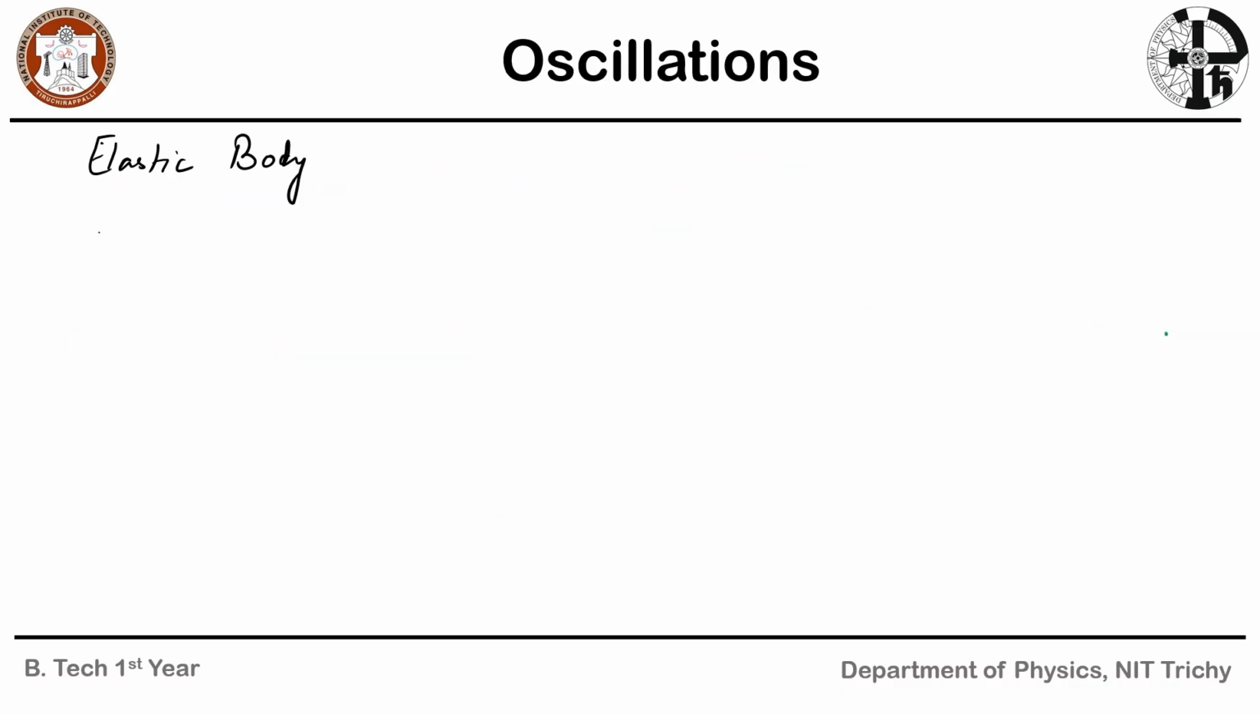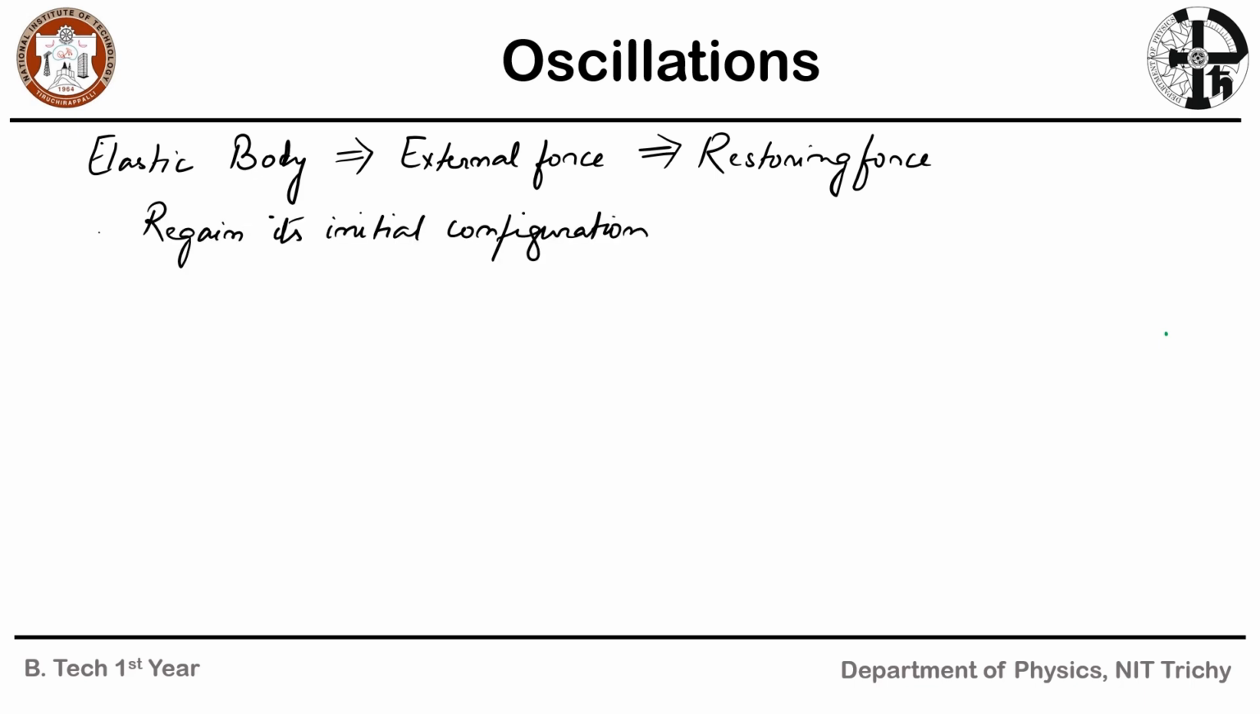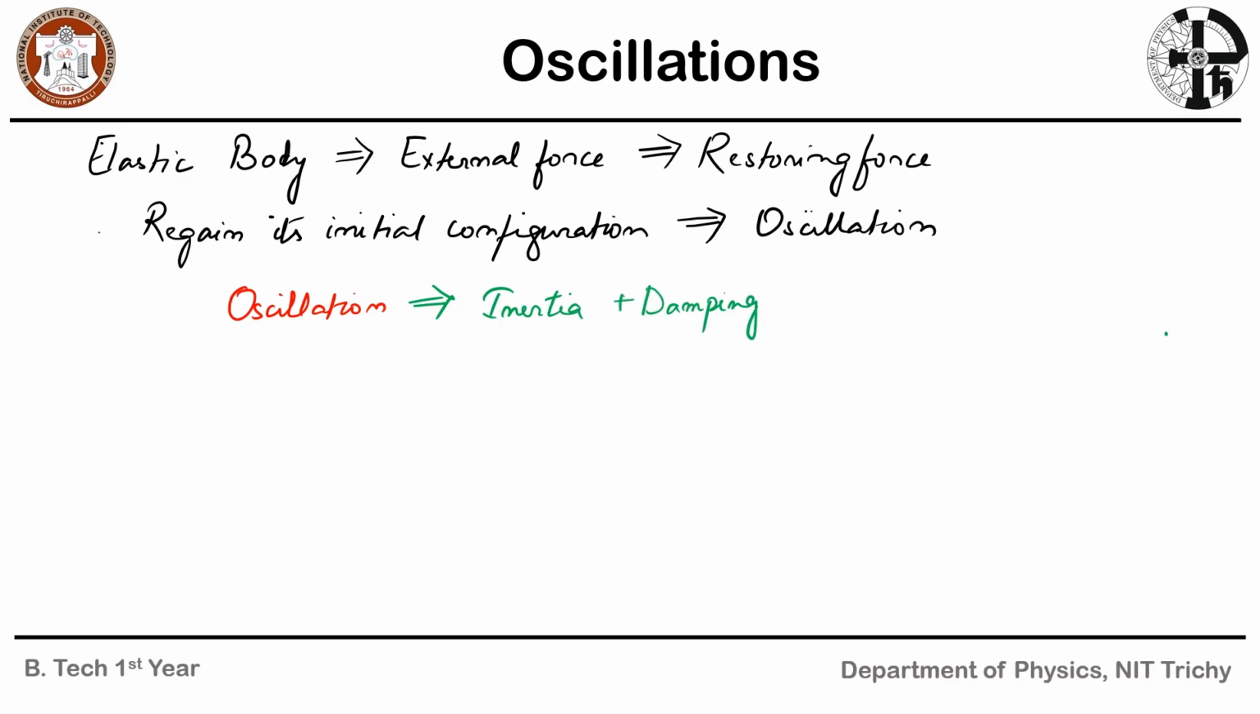Now, if we consider an elastic body and we apply an external force, then a restoring force will be generated inside the body. And this restoring force will try to regain its initial configuration of the body. And during this process, the body will oscillate. The oscillation depends on the inertia, that is the mass, damping, that is the loss or the friction in the system, the external force, and also on the elastic property.